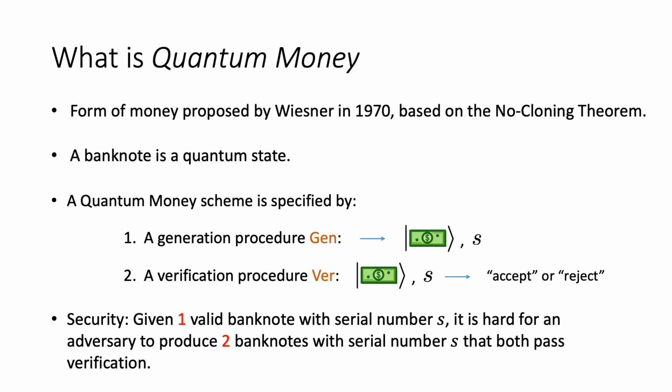Now, what about security? A quantum money scheme is said to be secure if, given one valid banknote with serial number S, it is hard for an adversary to produce two banknotes with serial number S, which both pass verification. So basically, it's hard to counterfeit money.